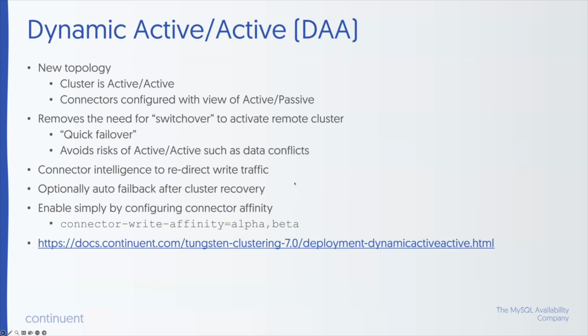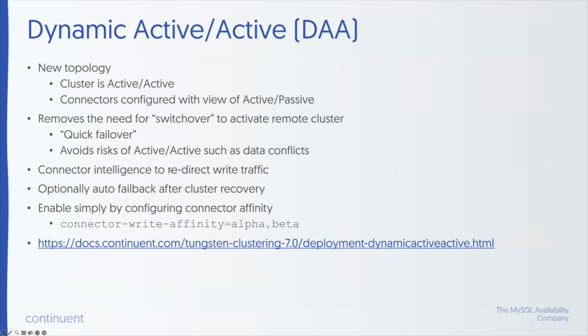So the benefit of this topology is it gives you the operational viewpoint of being active-passive, in that all of your writes go to one place. But because the cluster is set up fully active, it prevents the need for the manual failover and switches if you are using true active-passive. It enables applications to switch over much quicker. There's no manual intervention to promote the other cluster to be active. It's all handled at the connector level.